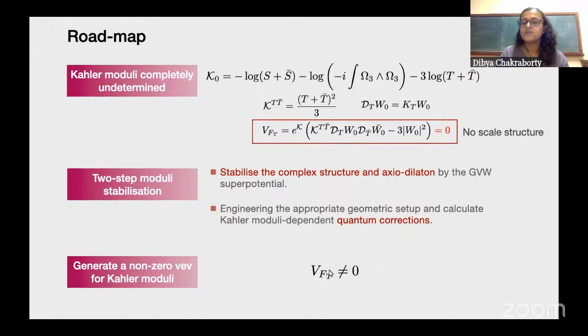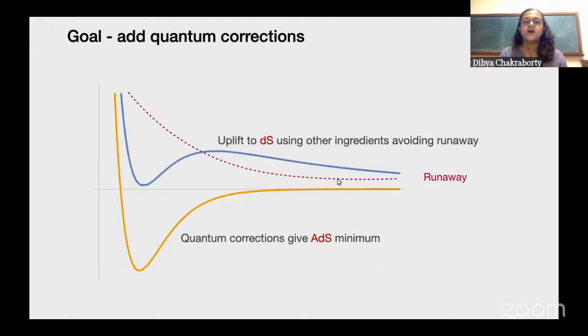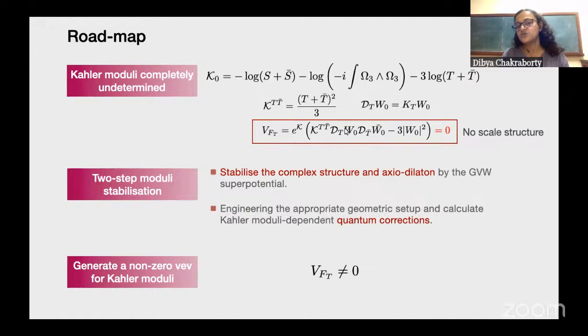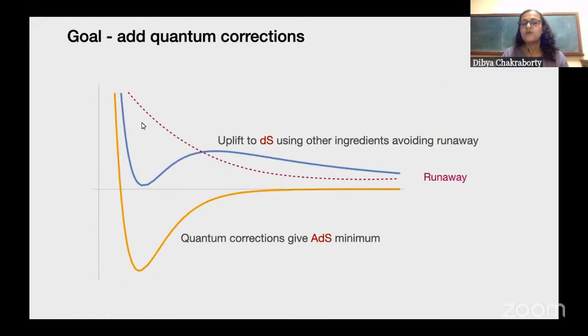And our whole purpose is to write down a potential which is non-zero in Kähler moduli. Okay, so the goal is the following. Because it was a flat direction, there was no potential generated for the Kähler moduli. Now I will add the quantum correction and generate a potential, but usually it has been seen that they generate an anti-de Sitter minimum. So we need some ingredients to uplift to a de Sitter, and one has to make sure that one does not uplift too much, so that it gives the runaway. Okay, so these are the things one has to make sure of while constructing this type of scenario.